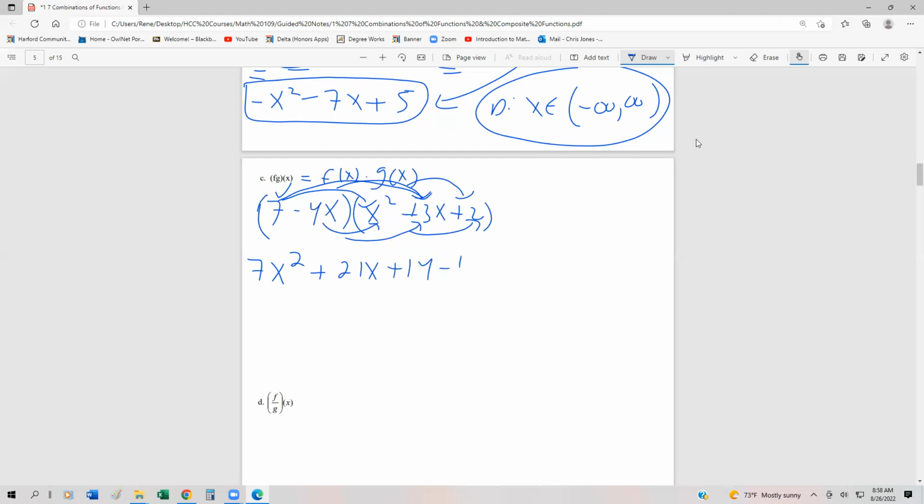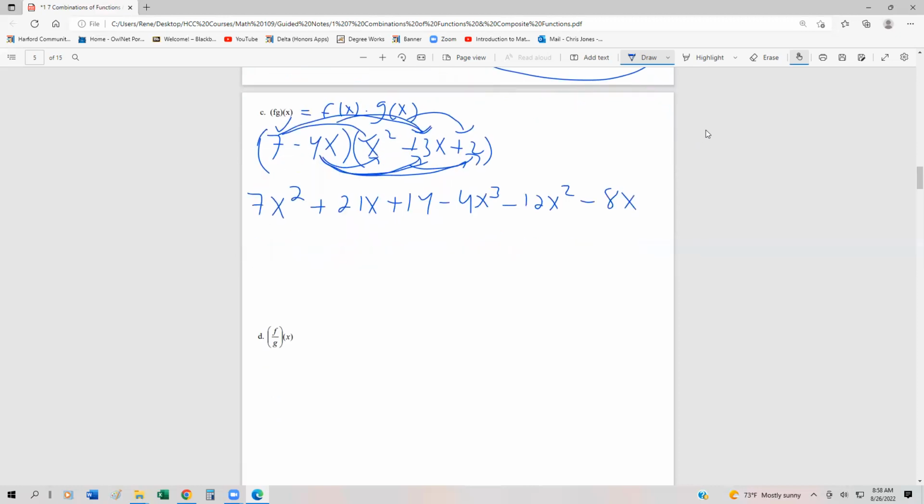Negative 4x times x squared is negative 4x cubed. Negative 4x times 3x is a negative 12x squared. And then negative 4x times 2 is a negative 8x. And of course, we're going to combine like terms. So notice that we start with the highest power. There's nothing else like the cubic term. So that's going to be negative 4x cubed.